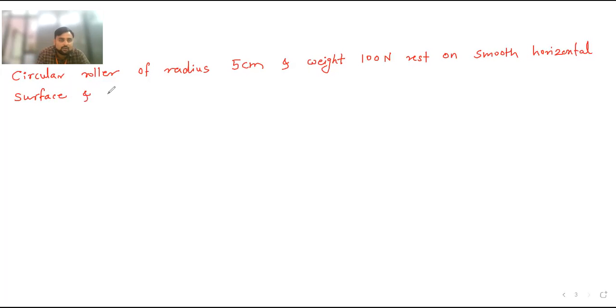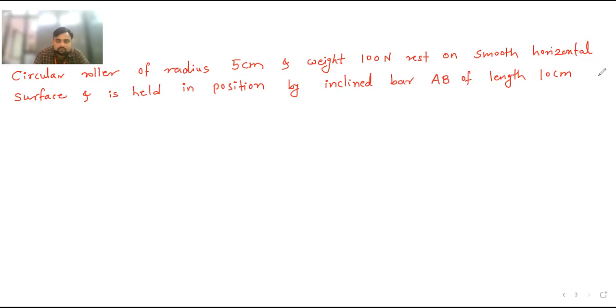The roller rests on the surface and is held in position by inclined bar AB of length 10 centimeter, as shown in figure.